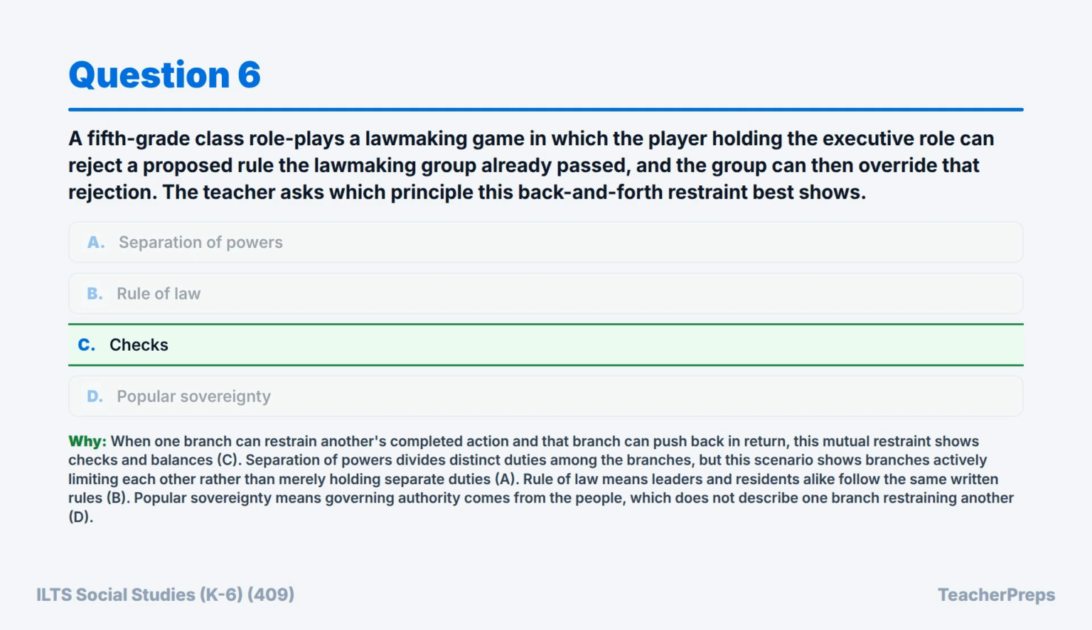A. Rule of law means leaders and residents alike follow the same written rules. B. Popular sovereignty means governing authority comes from the people, which does not describe one branch restraining another. D.